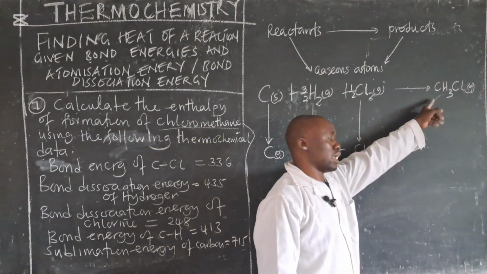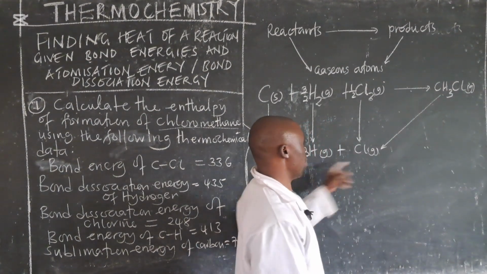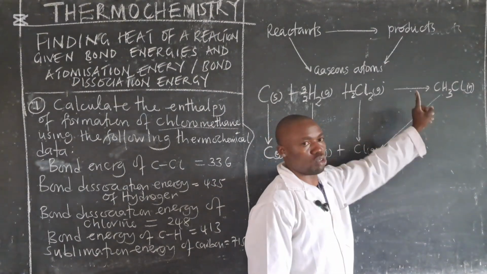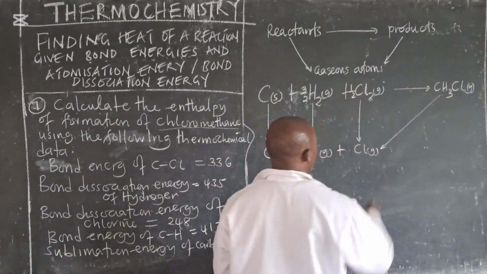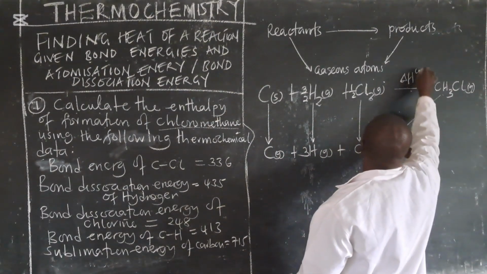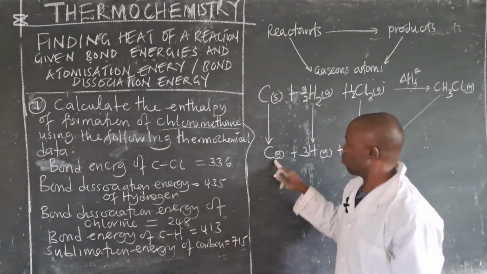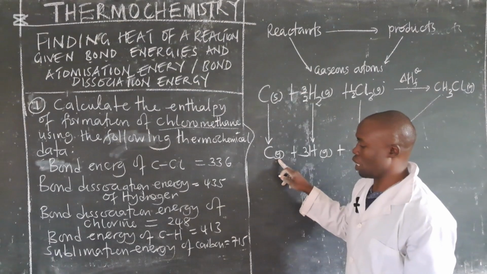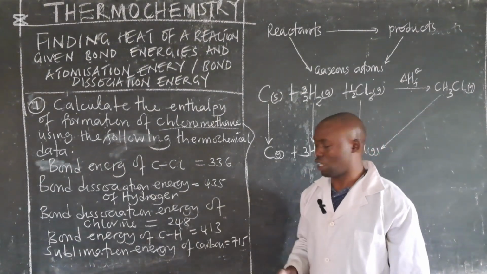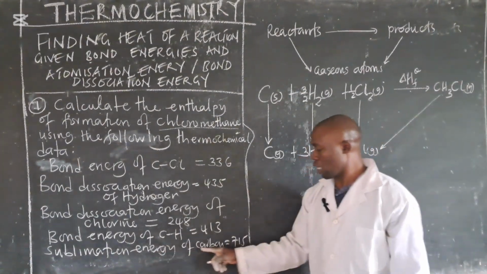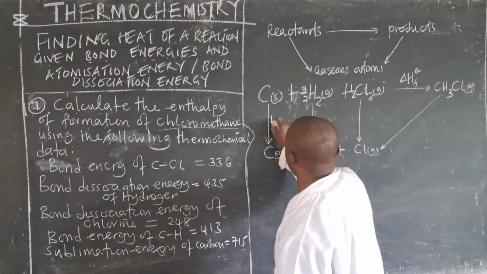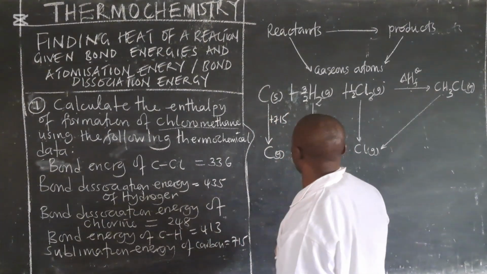In case you reverse the arrow to show that you are forming this from these, the formation values will be negative. So let's dive into that. We are looking for this formation value. Now, carbon to gas, because this is a solid, we call it sublimation energy, or sometimes atomization energy. Sublimation energy of carbon is 715, so you put the respective sign.